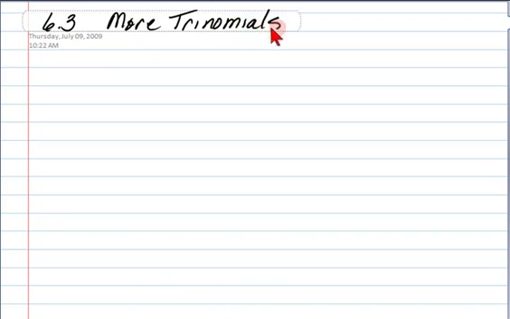Take a look at section 6.3, which is more trinomials. The trinomials in this lesson do not start with their leading coefficient as a 1. What that does is it puts combinations that we have to decide which ones we pick. The method I call this is trial and error.